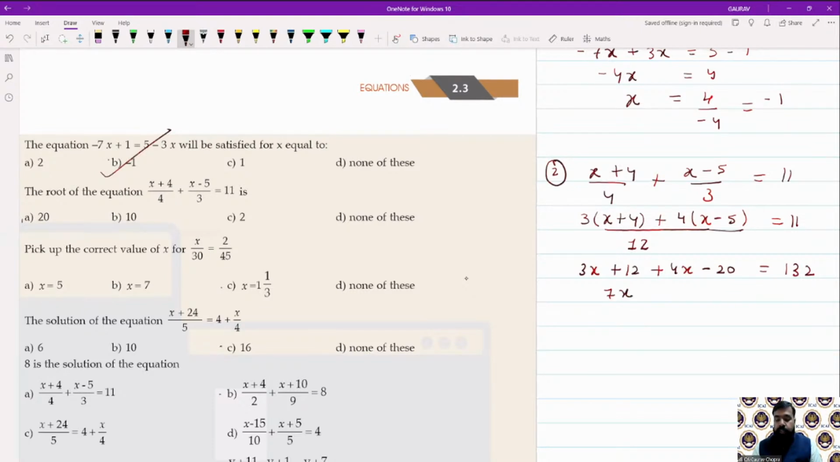So 7x is equal to 132 plus 8. So therefore 140 by 7 we are getting 20. The value of x is equal to 20.